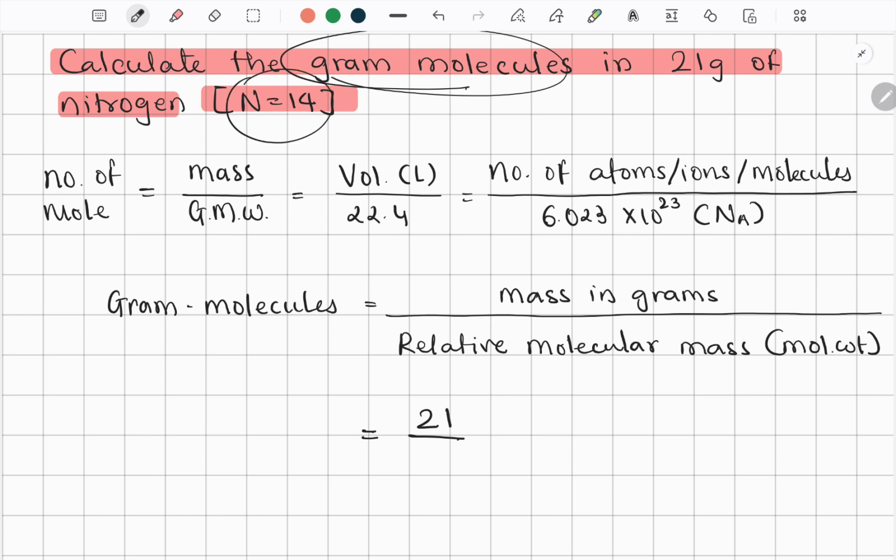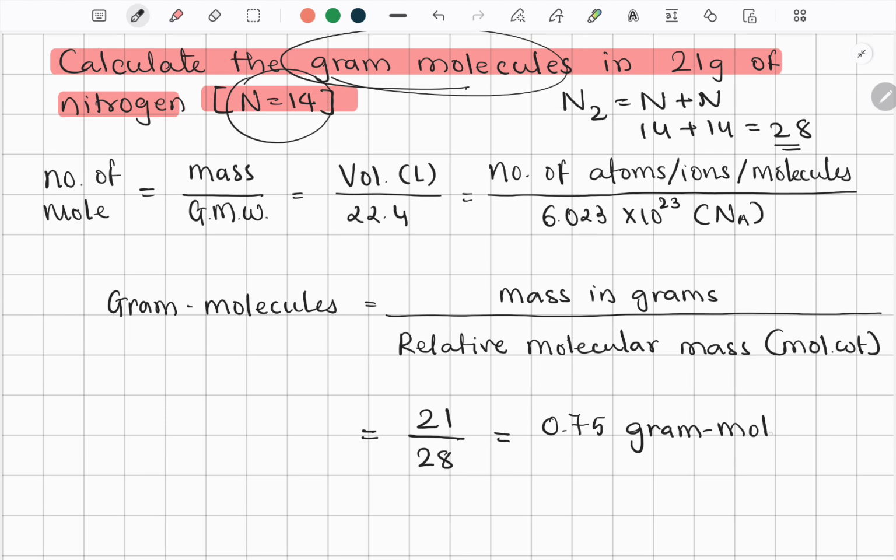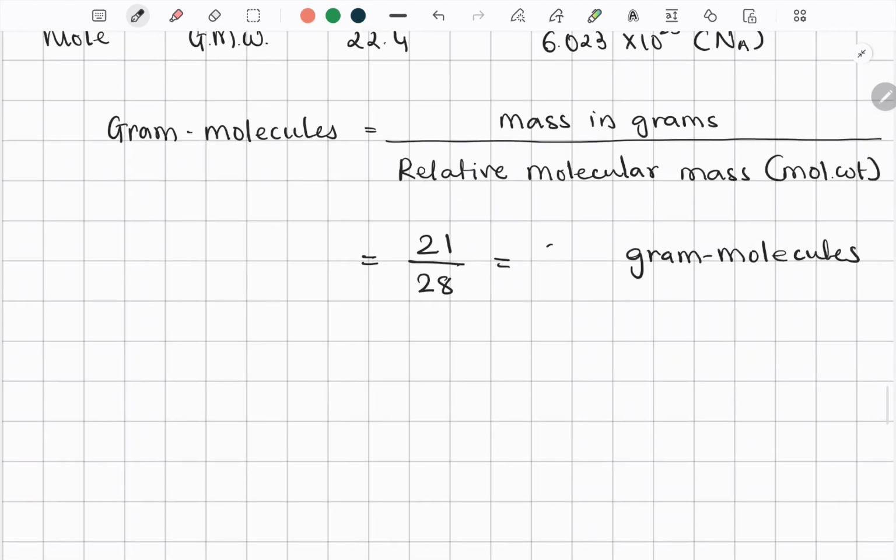And what does a molecule of nitrogen look like? N2. How do we get N2? N plus N, which is 14 plus 14. What is 14 plus 14? 28. Okay. So 21 divided by 28 is going to be 0.75. What is going to be the unit? Mole is going to be gram molecules. So 0.75 gram molecules.